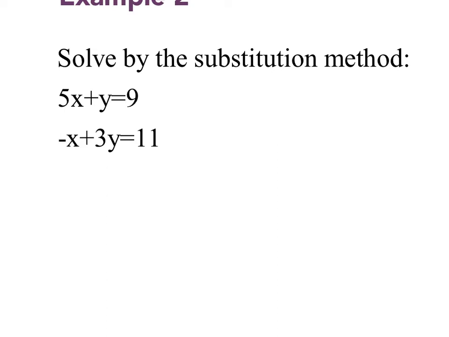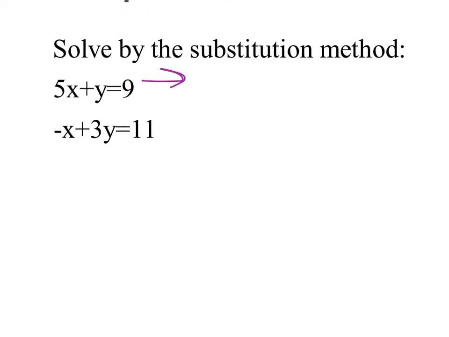Okay, so pick the first one for y. That would be most of you, yes? Because the second one, the x is almost by itself, but you'd still have to multiply by a negative to get rid of it. So if I take this first one and I solve for y, I get y equals 9 minus 5x.